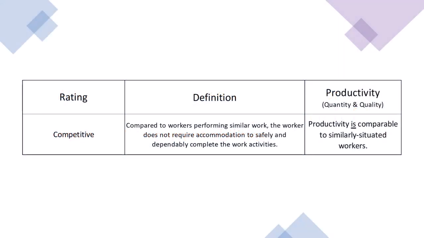And so now let's take a closer look at the Employability Rating Scale. At the top level, if your opinion is that the person can go back to competitive employment without limitations, this means that they can be compared to workers performing similar work and the worker does not require accommodation to safely and dependably complete the work activities. Their productivity is comparable to similarly situated workers.